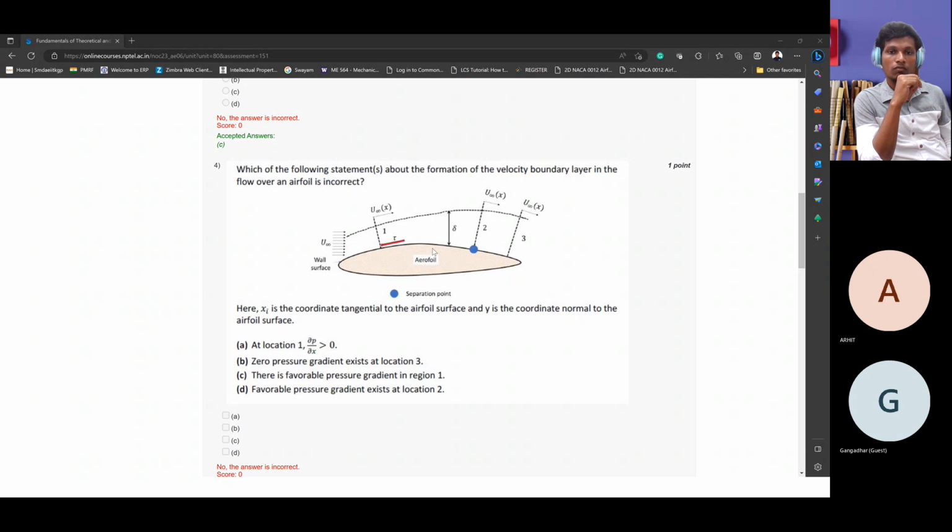Where is your location 1? What they're asking is which is incorrect. They did not mention anything about the pressure gradient. U of x is the boundary layer they mentioned. Point 2 is the separation point, so it is all attached. If you see dp/dx, it is a reducing one. If you plot the pressure gradient along x, it decreases.